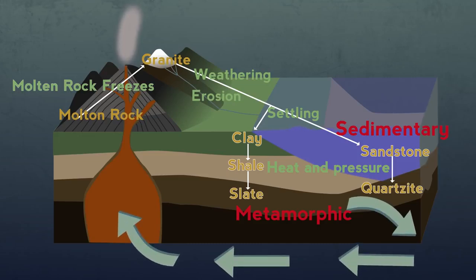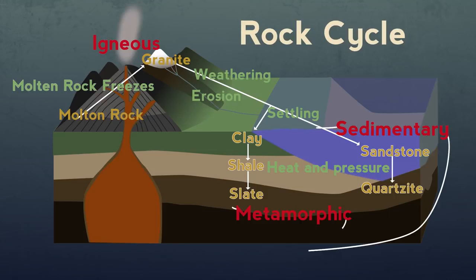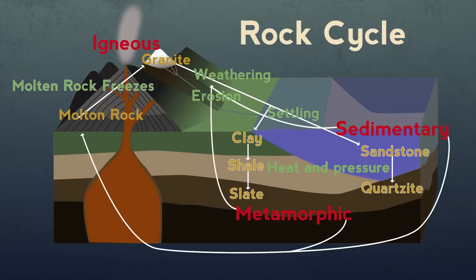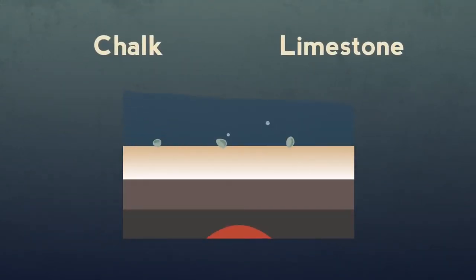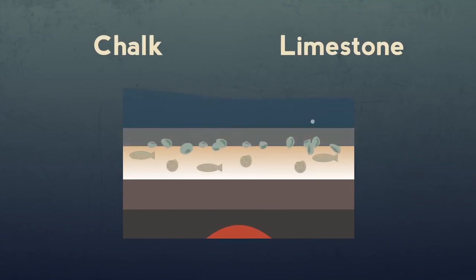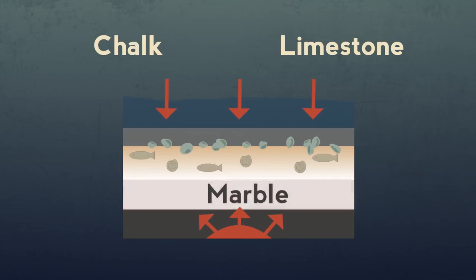Tectonics carry the rocks down into the Earth's hot mantle, where they melt and emerge once again as igneous rocks, completing the rock cycle. We must also mention chalk and limestone, made of calcium carbonate, which are sedimentary rocks formed in the sea from the shells of dead sea creatures. Under heat and pressure they form the metamorphic rock marble.